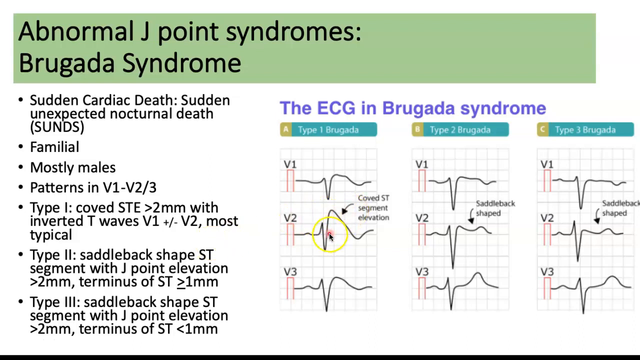So this is the example of the coved ST segment elevation. You can see it represented here in V1 and V2. Type 2 Brugada has a more saddleback, kind of a sagging ST segment here with elevation, and type 3 has a saddleback shape as well.